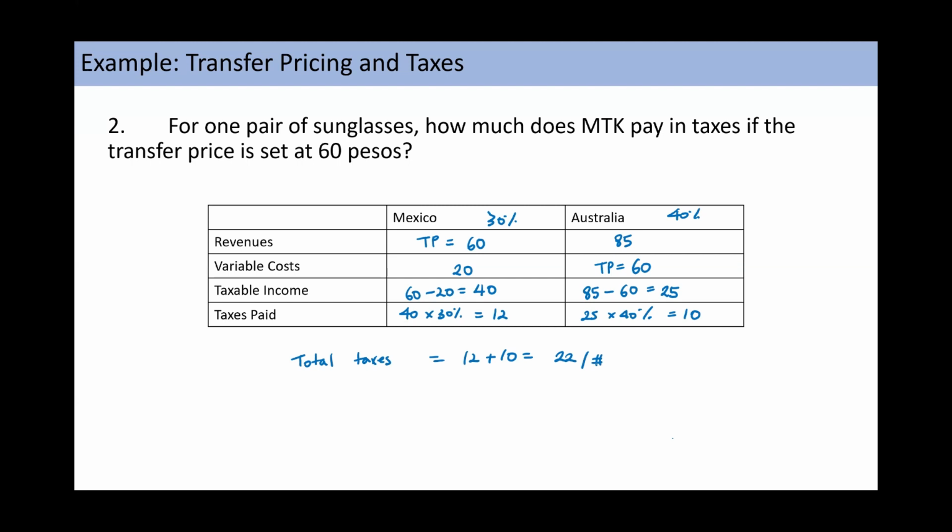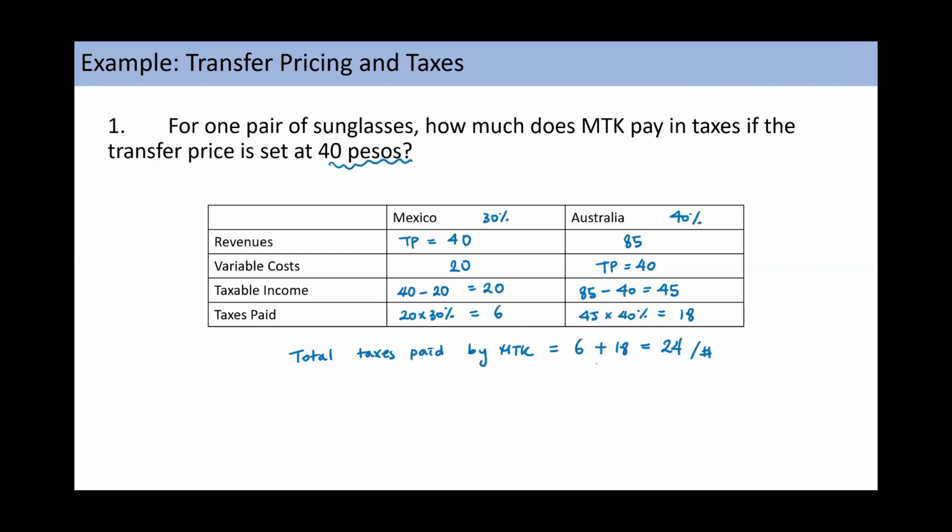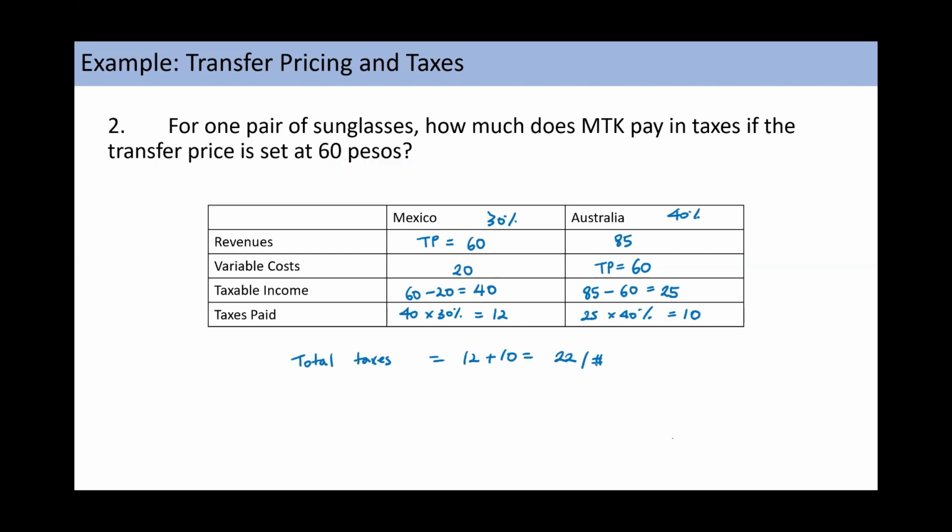So what just happened? By setting a higher transfer price, we effectively shifted more of the profit to the lower tax jurisdiction of Mexico. And by that, MTK is now able to save $2 of tax money for each pair of sunglasses that they sell, which is pretty neat.